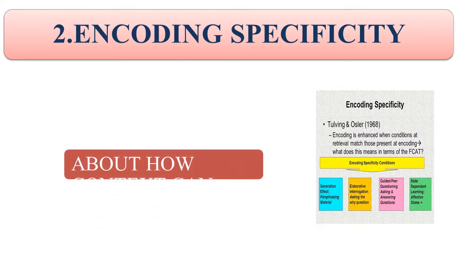Encoding specificity. It provides information about how context can affect memory. According to this principle, memory is improved when information available while learning is also available at the time of recall.